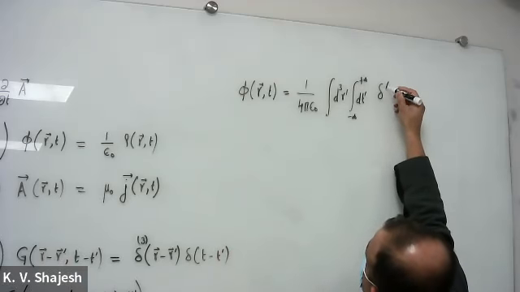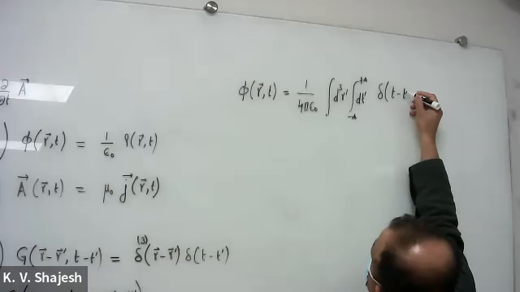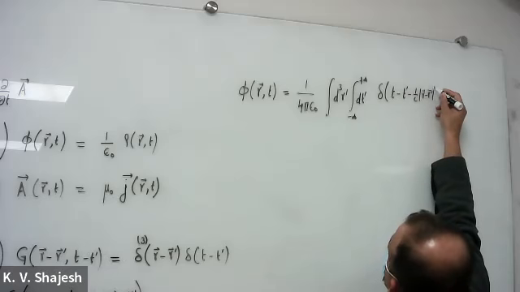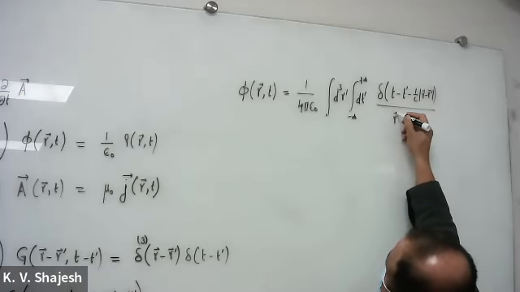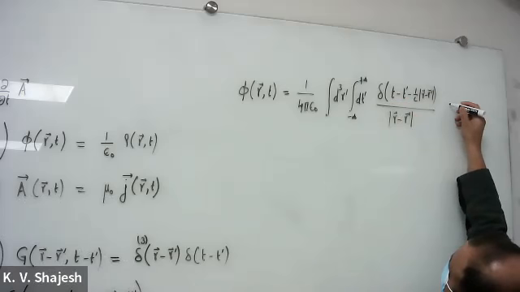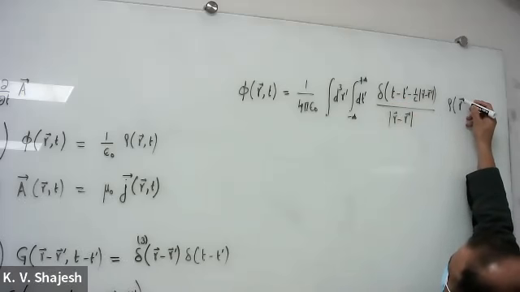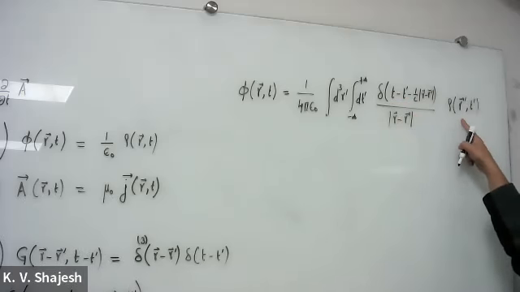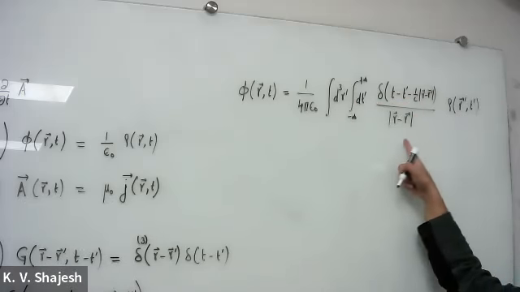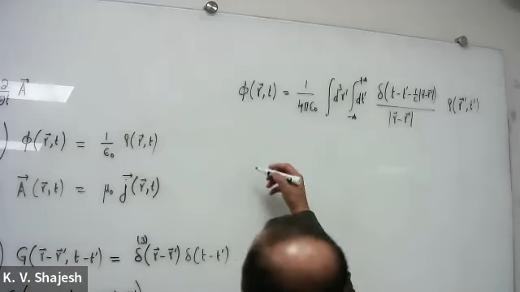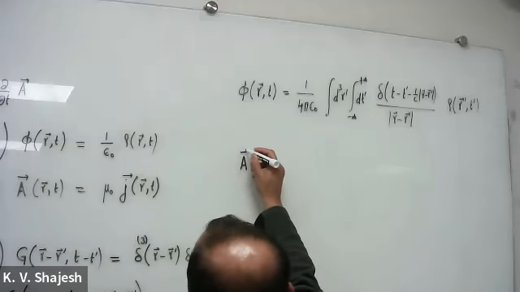So that's the delta function of t minus t prime minus 1 over c times the magnitude of r minus r prime, divided by the magnitude of r minus r prime, and we have rho of r prime and t prime. That's your sources. Add up all the sources wherever this contributes. This integral contributes from each position and each time. Is that clear? And you do the same thing for the vector potential.